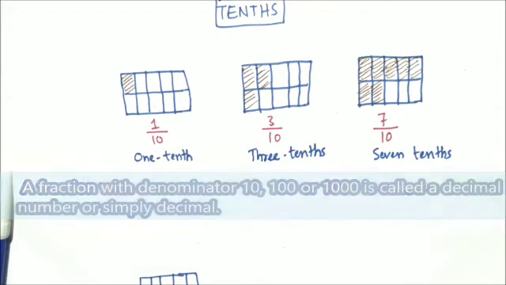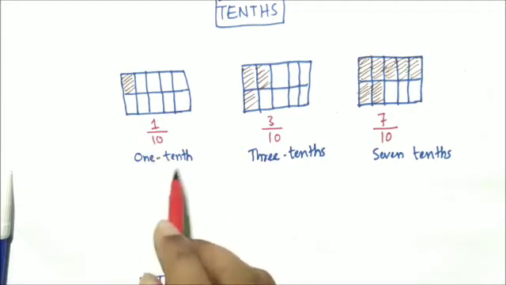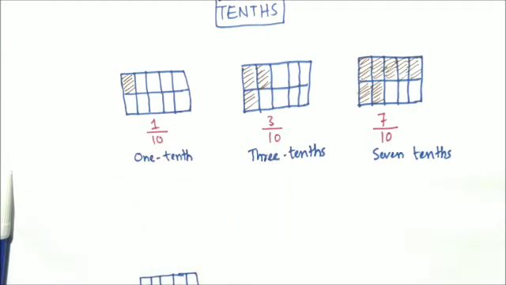So now again come to here, 1 by 10 is read as 1/10, 3 by 10 is read as 3/10, 7 by 10 is read as 7/10. In the beginning of this video I told you that in this part we will discuss only the tenths.